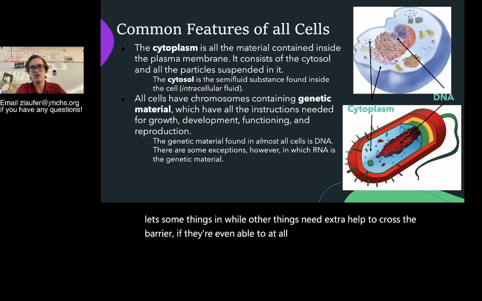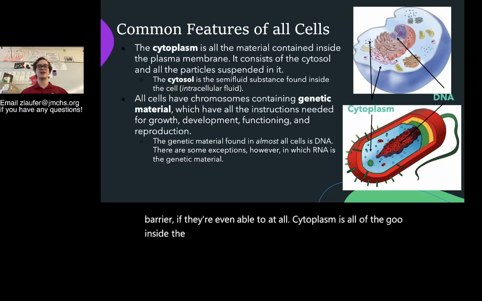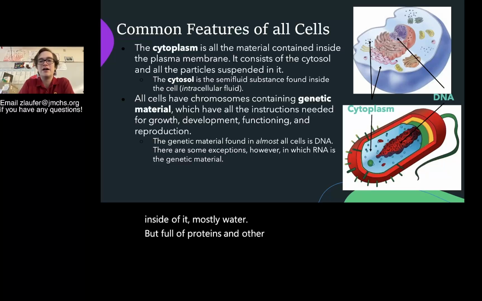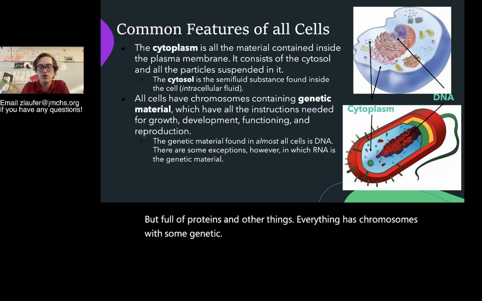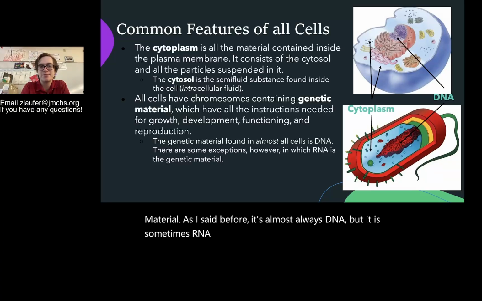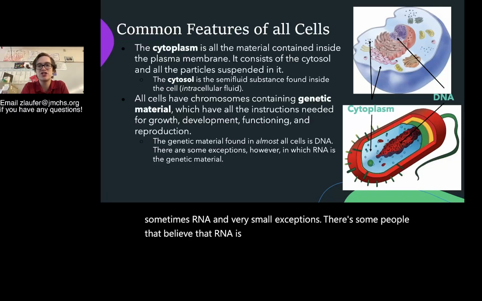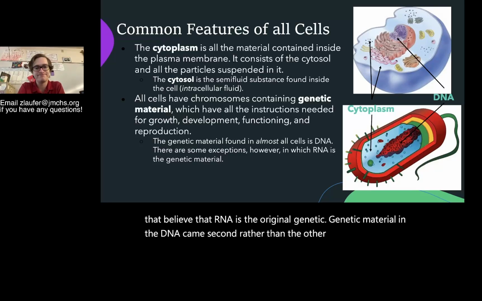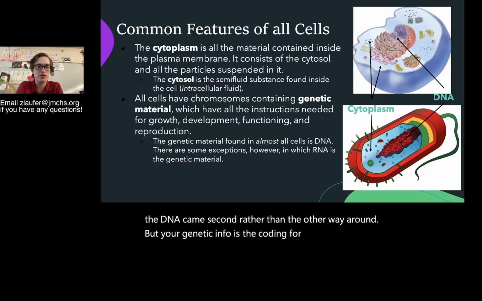Cytoplasm is all of the goo inside the plasma membrane. It's the cytosol and all the particles inside of it, mostly water, but full of proteins and other things. Everything has chromosomes with some genetic material. As I said before, it's almost always DNA, but it is sometimes RNA, in very small exceptions. There's some people that believe that RNA is the original genetic material and that DNA came second, rather than the other way around. But your genetic info is the coding for your functioning, essentially for all your proteins.